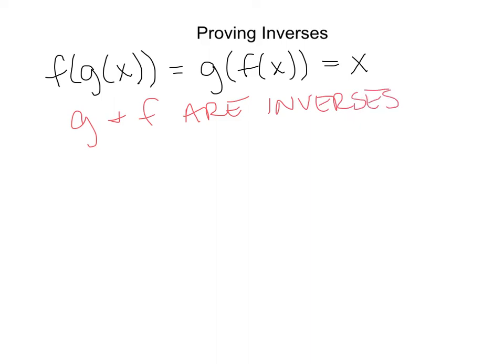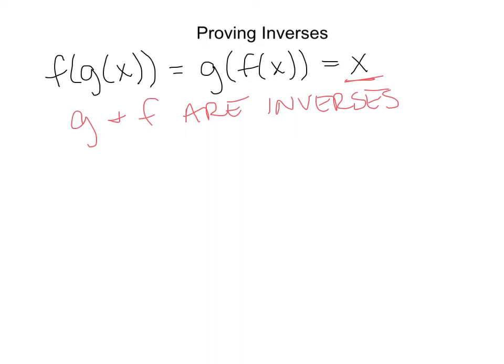And if you think about it, that makes complete and total sense. I'm undoing one of them with the other, and since they're opposites, all you're going to end up with is x. You're going to take x, do some stuff to it, undo some stuff to it, and have x again. So let's see an example of how we can prove an inverse.